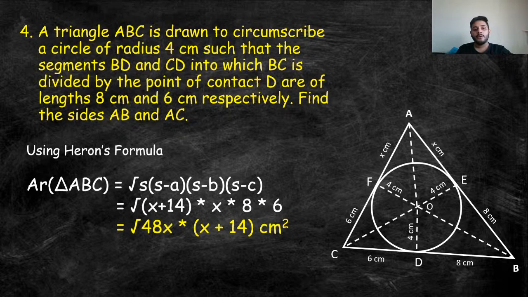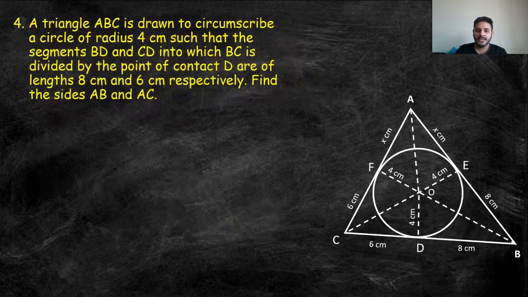I again repeat, we have used Heron's formula here, that is S bracket open S minus A bracket close, bracket open S minus B bracket close, and in the new bracket S minus C. The whole expression is under root. Substitute the values which we have used in the previous slides. We get the answer as 48x the whole multiplied by x into (x plus 14) centimeter square.